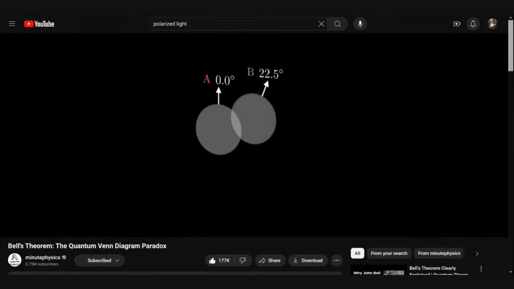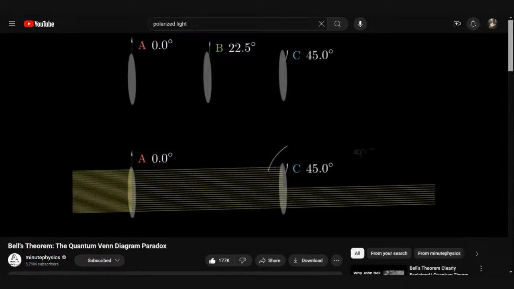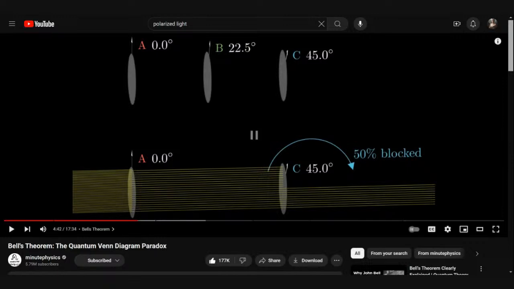So there's 3 filters. A, oriented vertically, B, oriented 22.5 degrees from vertical, and C, oriented 45 degrees from vertical. We're going to compare just how many photons get blocked when B isn't there with how many get blocked when B is there. When B is not there, half of those passing through A get blocked at C.